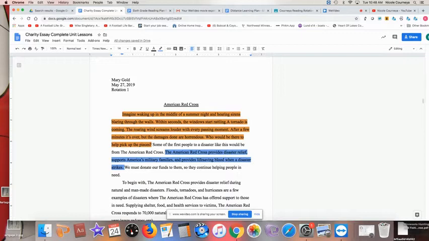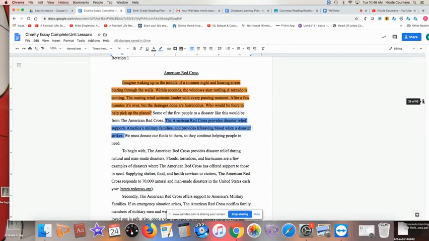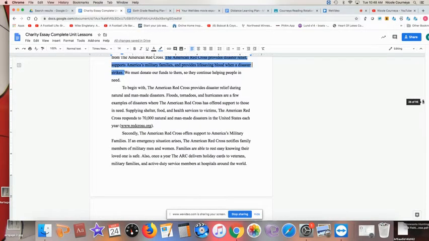Now, what is this part? Probably blue. And what's this part? Probably blue. But I don't want you to worry about that so much, as long as you can find the main attention getter and the main thesis statement. Okay, so now we're going to be moving on to what's called the first body paragraph. There are going to be 3 body paragraphs because there are 3 things that we're going to be talking about. And each time I'm going to be starting with a tab here.